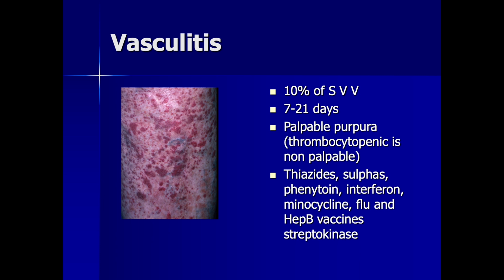Drugs can produce a vasculitis. The typical feature of small vessel vasculitis is palpable purpura. It tends to occur on the lower legs, 7 to 21 days after initiation of a drug. Perhaps 10% of small vessel vasculitis is drug-induced. Which drugs do it? Thiazides, sulfonamides, phenytoin, interferon, minocycline, vaccines, streptokinase. They're all implicated occasionally in drug-induced, particularly small vessel, vasculitis.